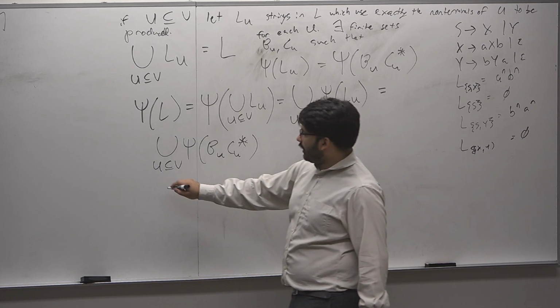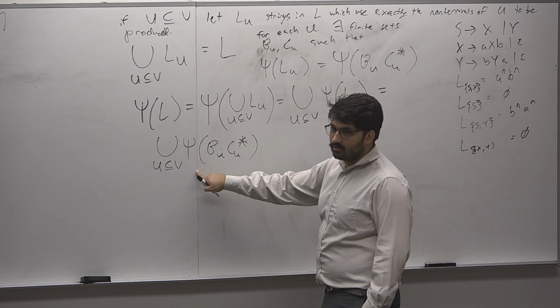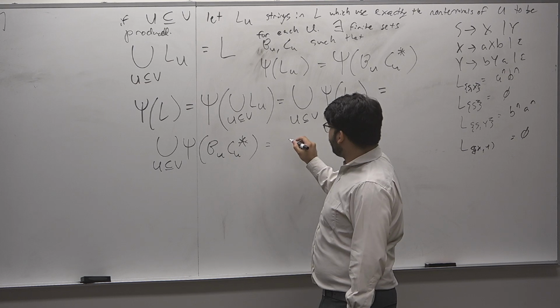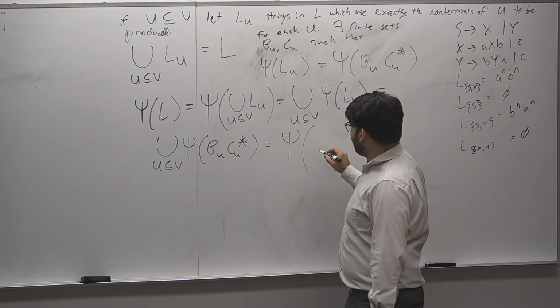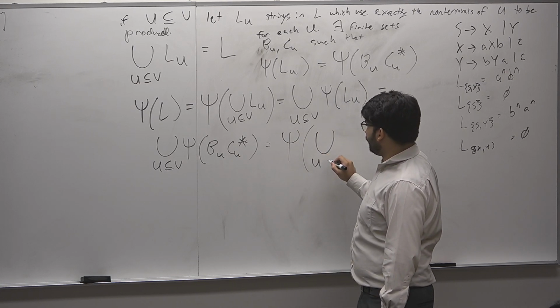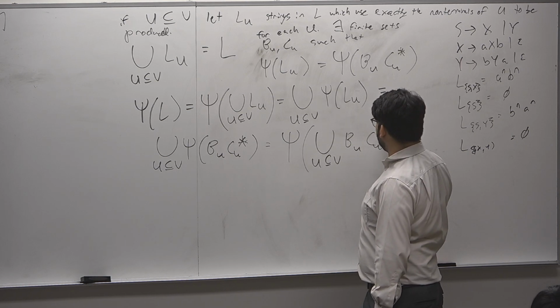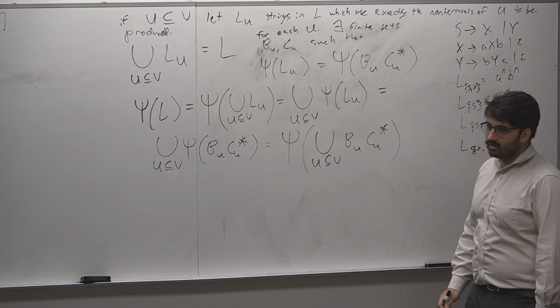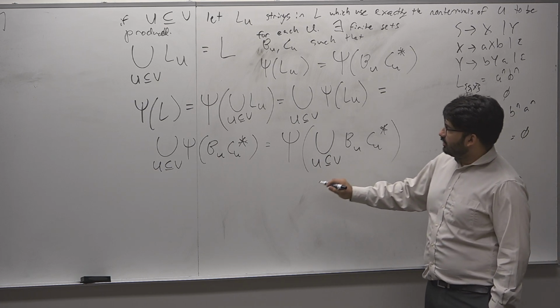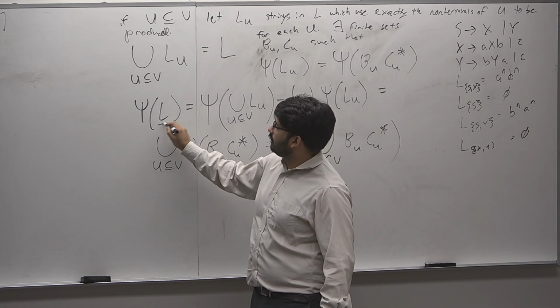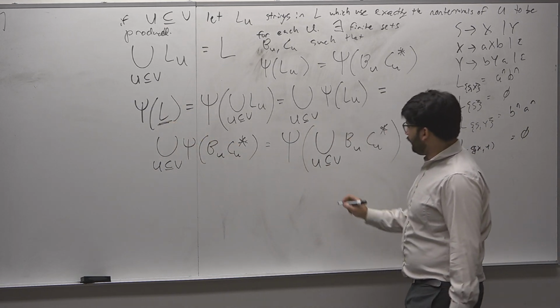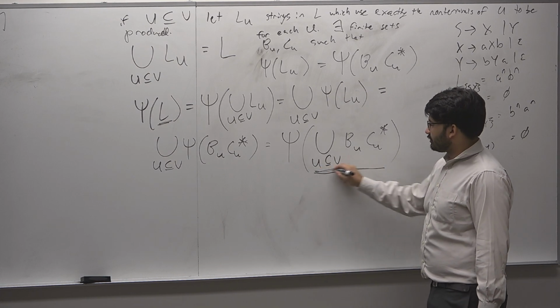And what do we know about the union again? We can actually just bring it back in. So we get the frequency of the union of U subset of V of BU, CU star. Right. Now, importantly, this is L. This is, what do you know about this?